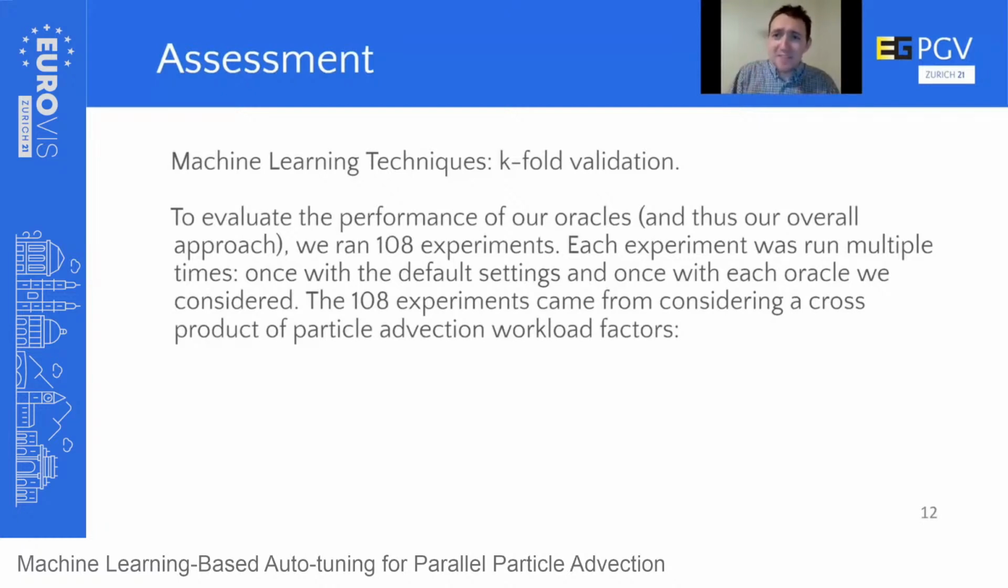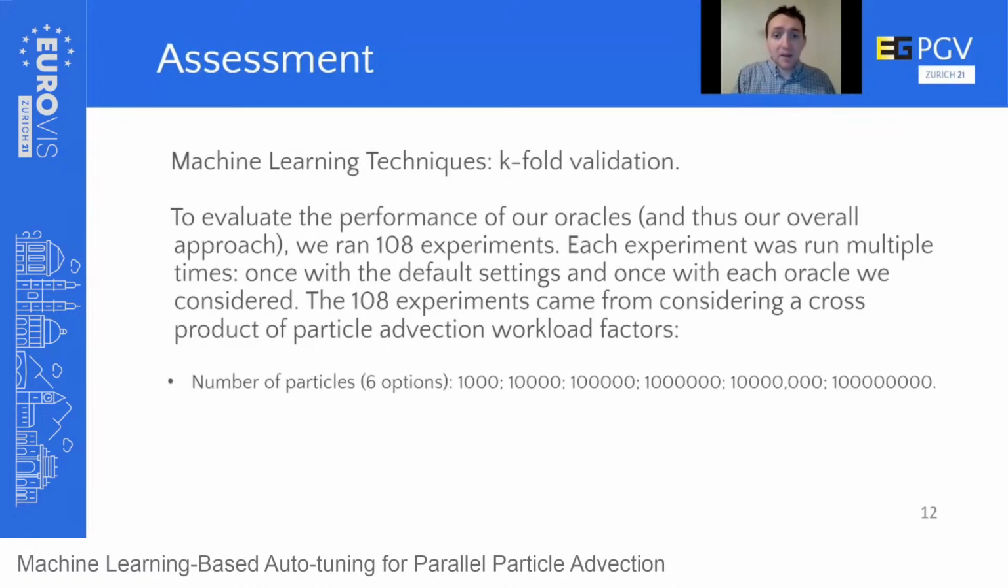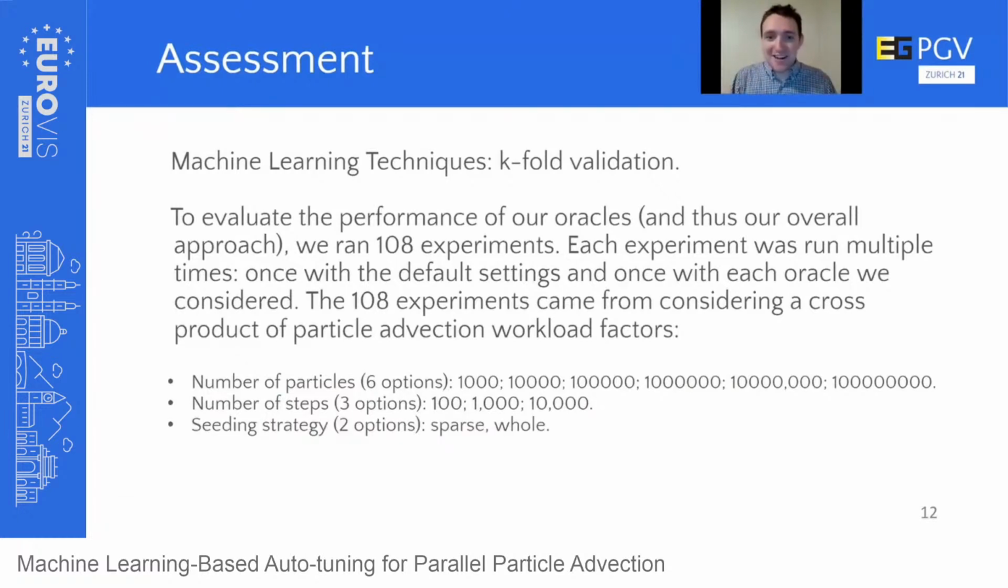And the set of experiments that we considered for validation was a cross product of some workload factors. So we tried a range of the number of particles that we were vecting. We tried different numbers of steps within the timeline of the simulation. We tried our 2 different seeding strategies. We had 3 different data sets. And the cross product of these ended up being 108 experiments.